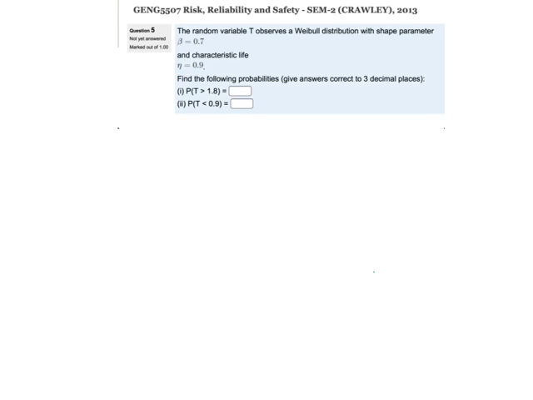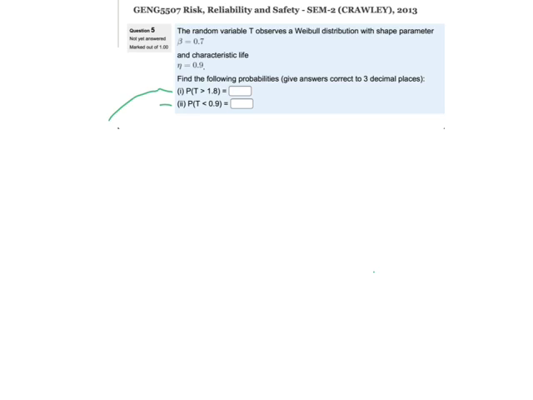So for this question, question number 5 from revision quiz number 1, we're given a random variable T observing a Weibull distribution with a shape parameter beta equals 0.7 and eta equals 0.9, which is the characteristic life, and we're trying to get some probabilities. So we want the probability that T is greater than 1.8, and the probability that T is less than 0.9.